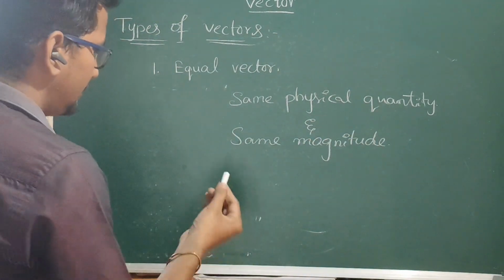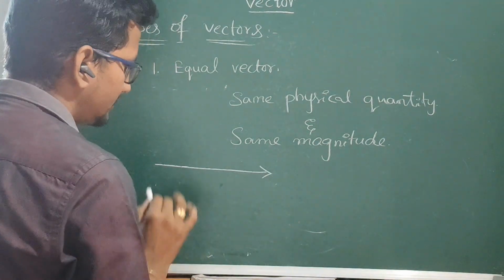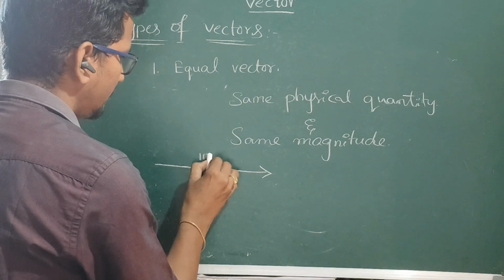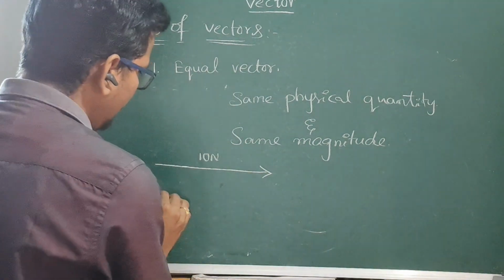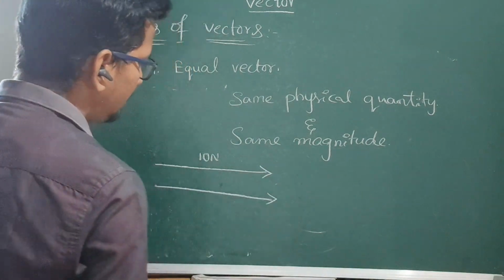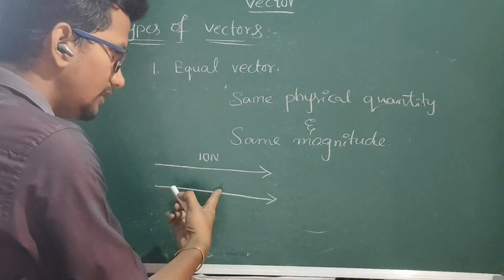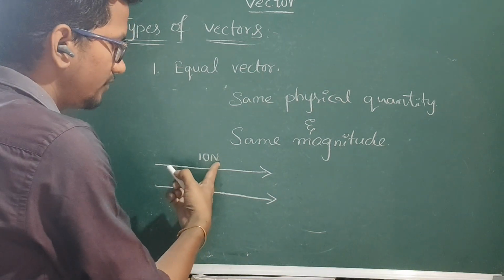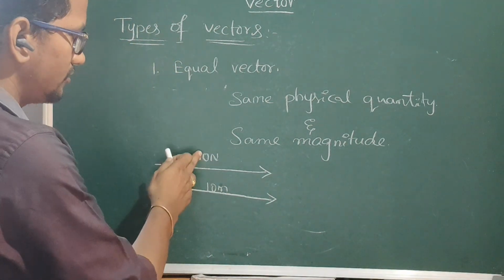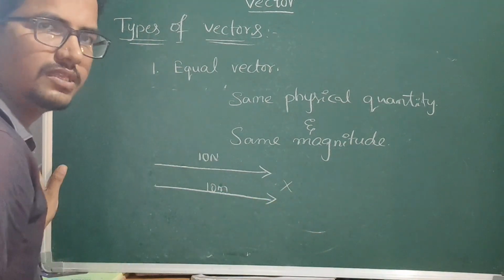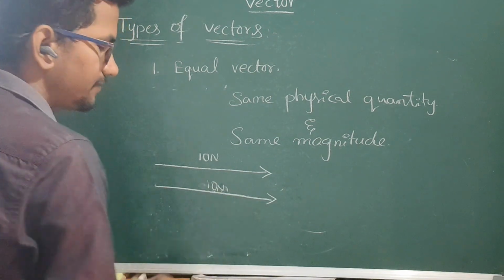Now let's discuss. For example, we take one arrow. This is, for example, a force. Force is 10 newtons. Another vector must be the same physical quantity. Same physical quantity means if you take force, here only force. If you take 10 meters, it is displacement. Displacement is not the same physical quantity, so it's wrong. Then what do we need to do here? It must take the 10 Newton force.